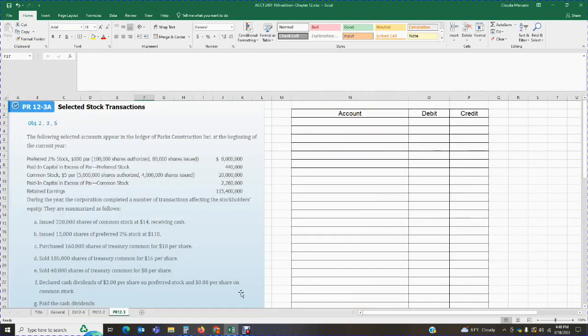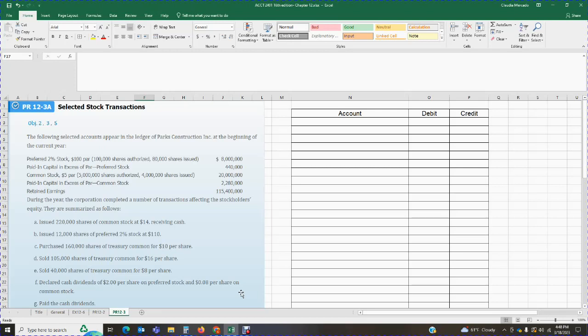Okay, so it says selected stock transactions. The following selected accounts appear in the ledger of Parks Construction Inc. at the beginning of the current year. We've got preferred 2% stock at $100 par value. We've got 100,000 shares authorized, 80,000 shares issued. We've got in our books $8 million for preferred stock. Paid-in capital in excess of par for preferred stock, $440,000.